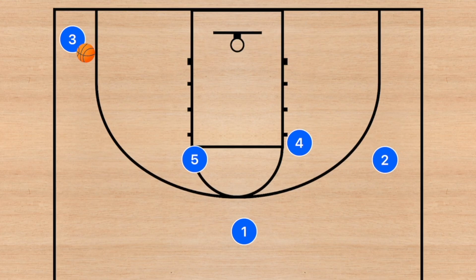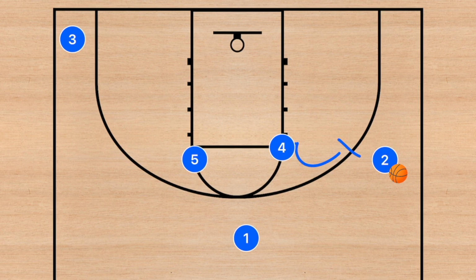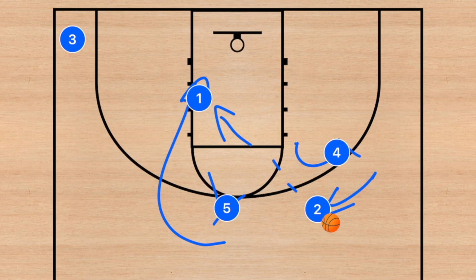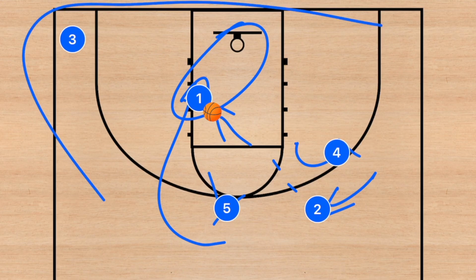There's a lot of different reads that you can make because also, even though player 1 passes to player 2 and we set that screen, we can still have a back screen from player 5. And when this happens, we can hit player 1 with the pass for the layup. There are so many options, secondary options off of the initial set where we can now run stuff like this.